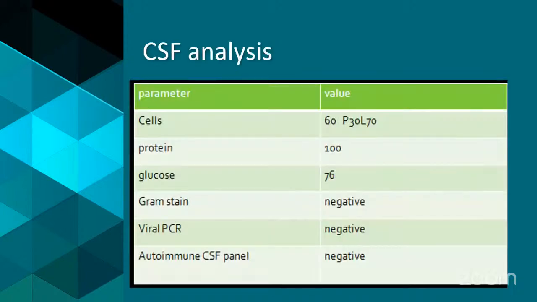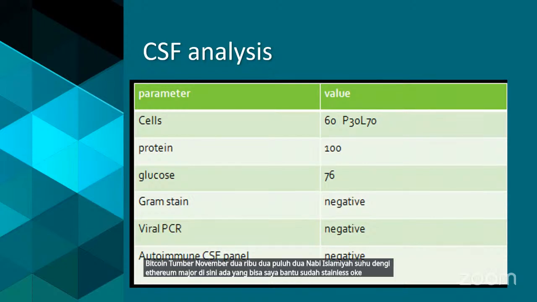So coming back to this case, the CSF profile, you can say there is a lymphocytosis and there is no hypoglycorrhachia. The staining was okay, the culture was sterile, and the viral PCR, the multiplex panel, was also negative.